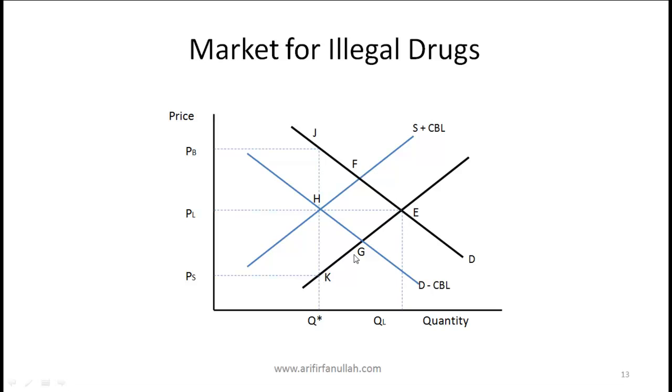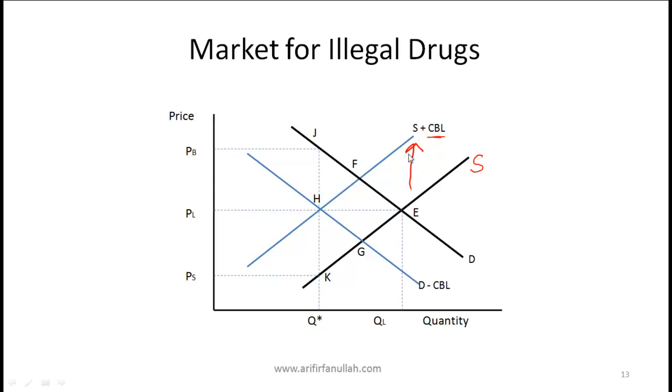Now the government decides to tackle this problem, and the first thing that they do is impose huge penalties on suppliers of drugs. So what will happen to the supply curve? If the suppliers of drugs are worried about being caught and being fined, what is going to happen to the supply curve? It will shift up or shift to the left, and this new supply curve is S plus the cost of breaking the law. So if the cost of breaking the law is very high, the supply curve will shift a lot. If the cost of breaking the law is low, then the supply curve will not shift too much.